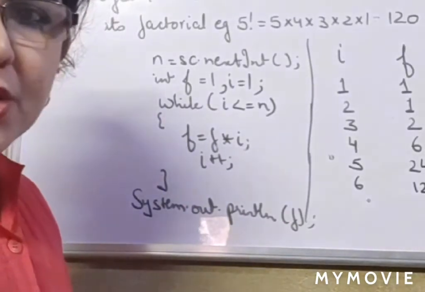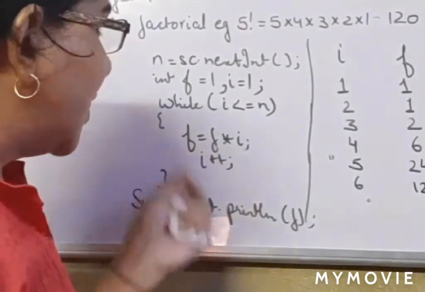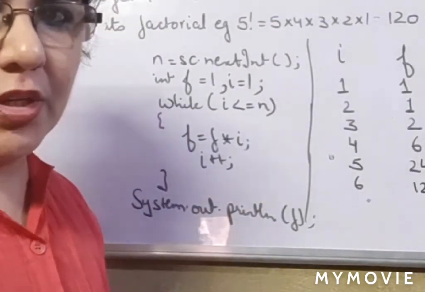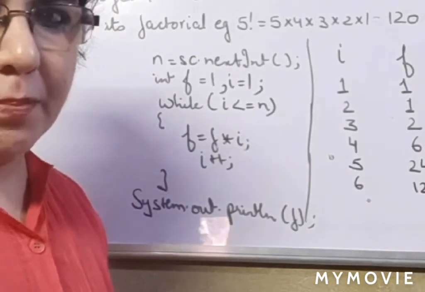So these two logics are most important in factorial. You can use any of these logics to calculate factorial. Now we'll move towards the special number program.